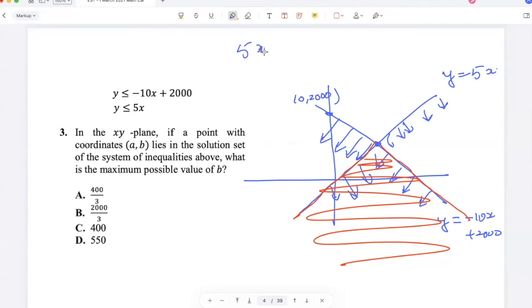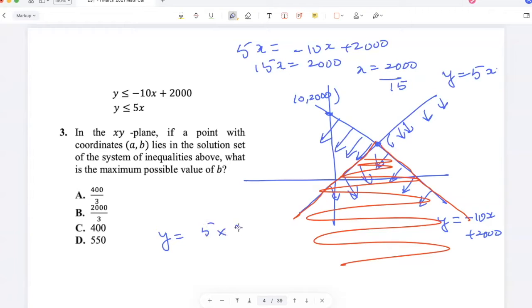So 5x is minus 10x plus 2000. So 15x is 2000, so x is 2000 by 15. That's the x value. So y would be 5 times 2000 by 15, which is 2000 divided by 3. That's the maximum possible value of b, option B.